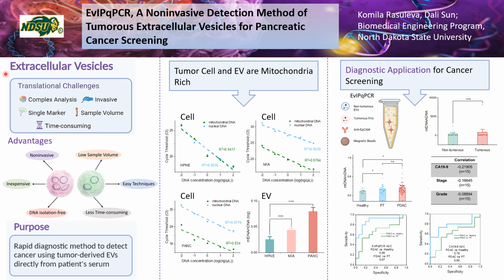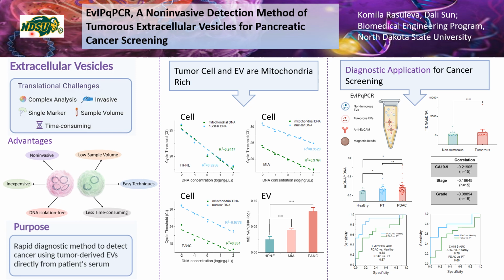So, going to the basic idea of why we use extracellular vesicles in our research: first of all, I would say extracellular vesicles are a great biomarker reservoir for cancer detection. Basically, they contain all the needed material for the research.